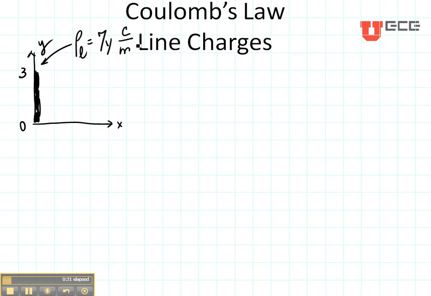You can tell it's a line charge because it's coulombs per meter, and right here what this is telling us is as we get higher, closer and closer to the top of this wire, the charge increases. That would be consistent because our charge does concentrate on the end of wires. And we want to know the electric field right out here at the point where x is 4 and y is 3.